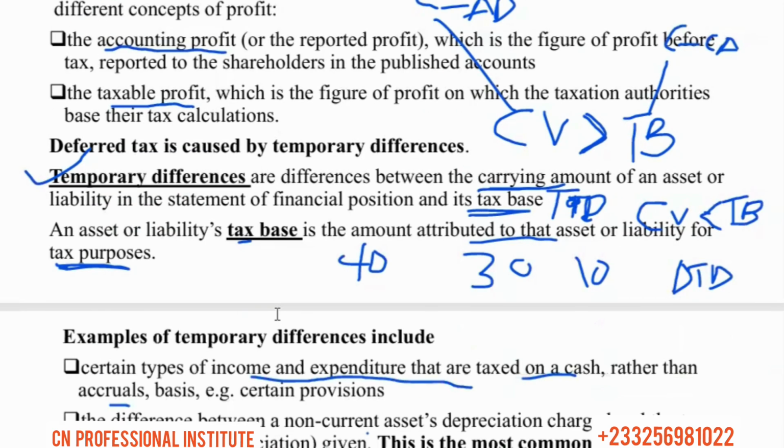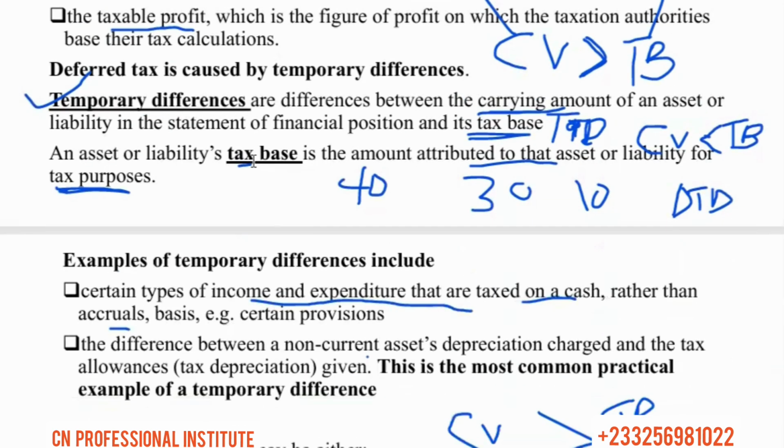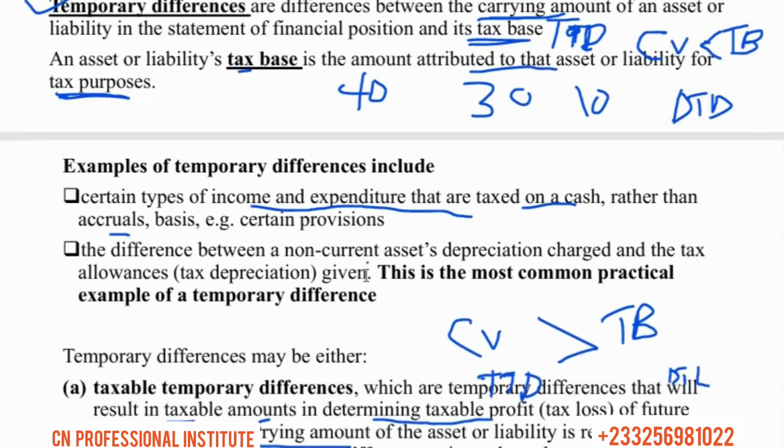So we looked at all these things already. We looked at the tax base. We said the carrying value and the tax base are virtually the same. The only difference is that the carrying value is the cost minus accumulated depreciation and accumulated impairment losses, while the tax base is the cost of the asset minus capital allowance. That's all, right? So tax base is the amount attributed to an item by tax authorities for tax purposes. Then we look at examples of temporary differences. Here, what can create temporary difference?